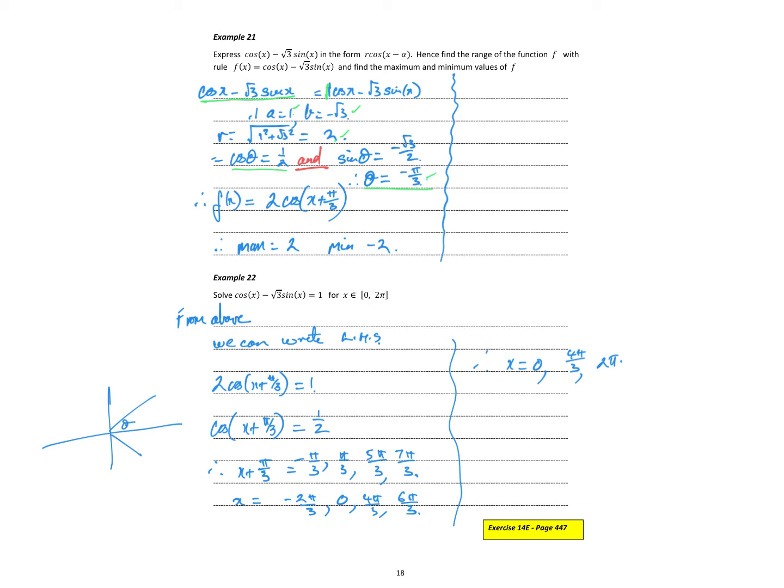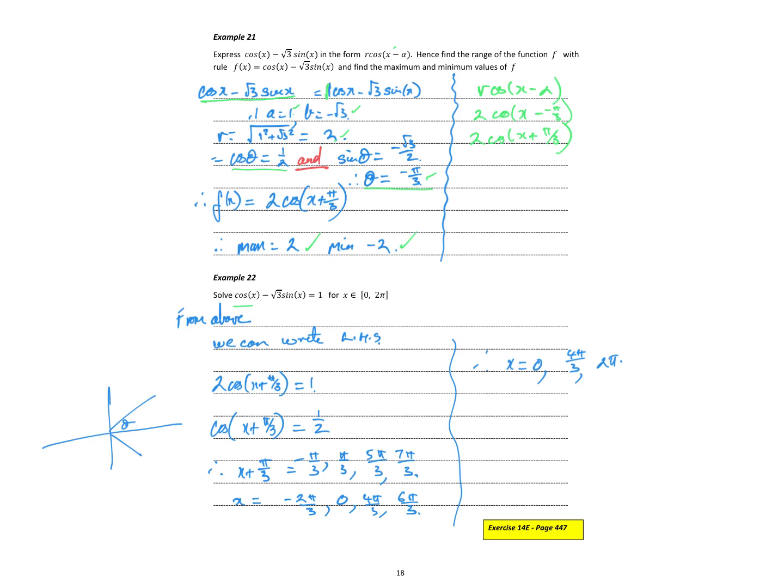So we know the theta, we know the r. So I know that in fact, this expression is equal to r cos(x minus alpha). R was equal to 2, and alpha was minus pi on 3. So we get 2 cos(x plus pi on 3). So that's an equivalent expression to cos x minus root 3 sine x. So in terms of maximum and minimum, well, clearly the maximum value of cosine is 1, the minimum is -1. So with a 2 at the front, the maximum is 2 and the minimum is -2.